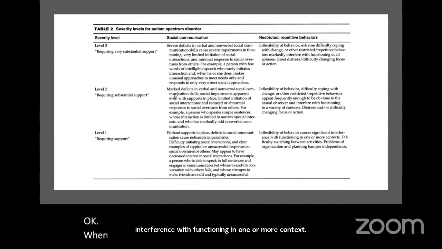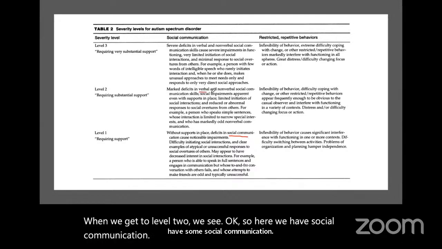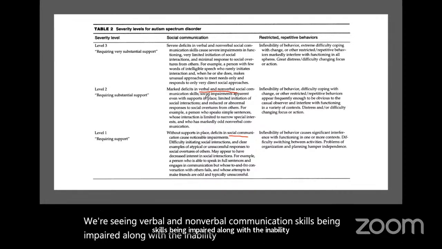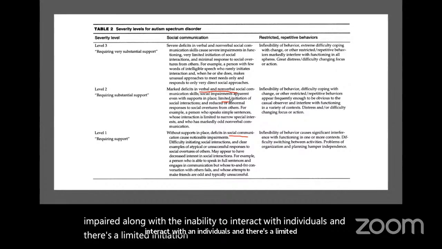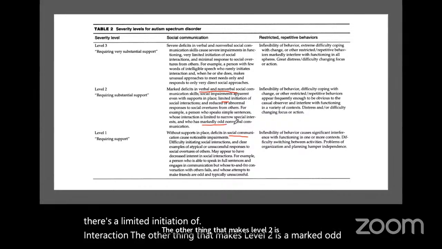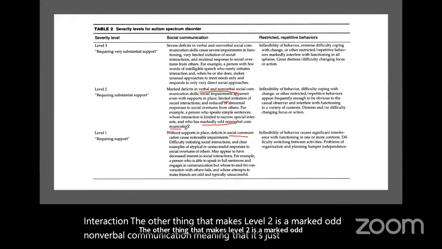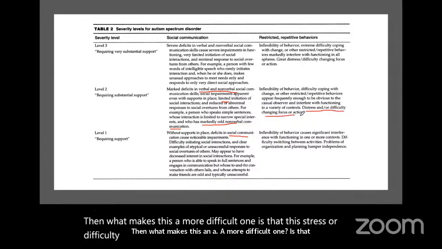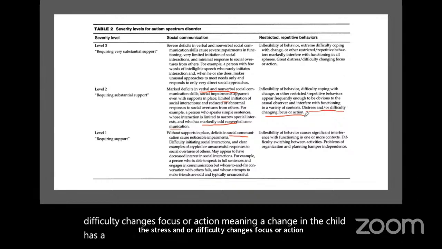When we get to level 2, here we have social communication. Now we're seeing verbal and nonverbal communication skills being impaired, along with the inability to interact with individuals, and a limited initiation of interaction. The other thing that makes level 2 is a marked odd nonverbal communication, meaning that it's just not consistent with the situation. Then what makes this a more difficult one is the stress and difficulty changing focus or action, meaning a change in the environment, the child has a very difficult time adjusting to that change.